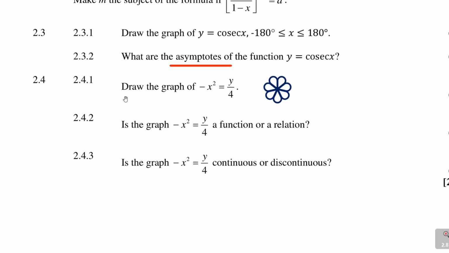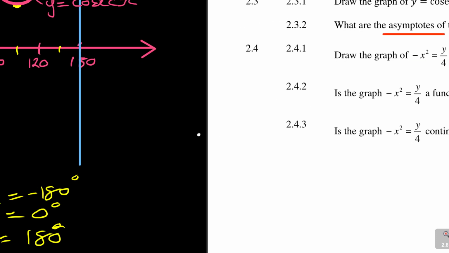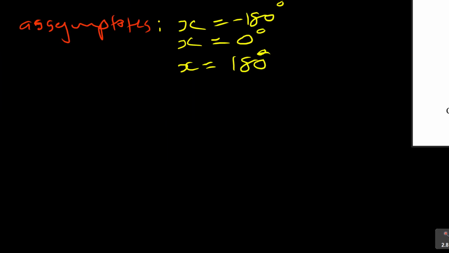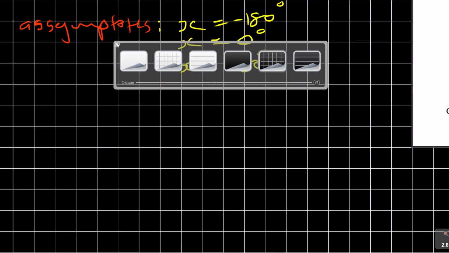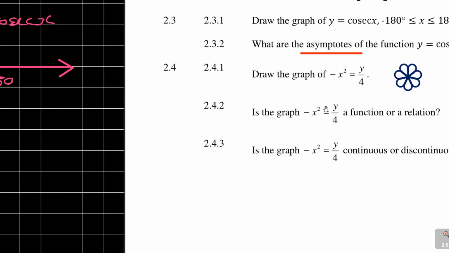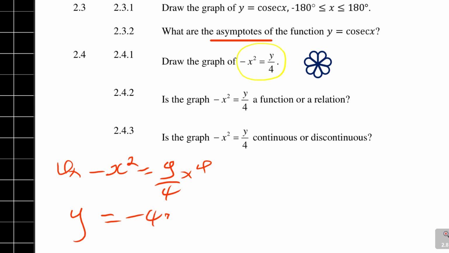Okay. Then here they say draw the graph of this. They still want me to draw a graph of this. This one is not complicated. Let me try to bring back my graph here. And then they say I'll draw it in the same part. I'm not going to change. Draw the graph of negative x squared is this. But look at this. I'll say negative x squared is equal to y over 4, multiplied by 4. So I'm saying draw the graph of y is equal to negative 4x squared.